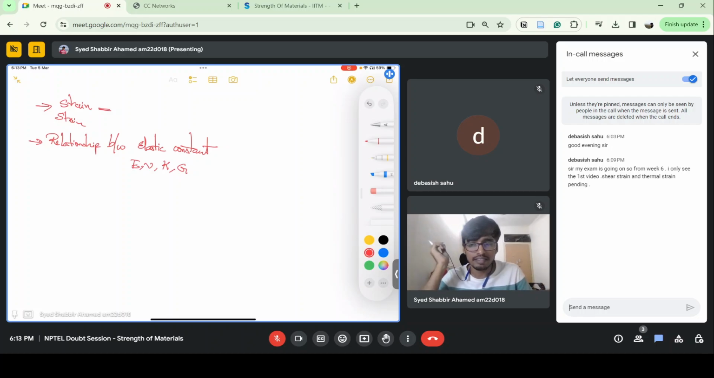So these four elastic constants are there. Young's modulus relates stress and strain, and Poisson's ratio gives you the relationship between lateral strain and longitudinal strain. Bulk modulus is basically volumetric: whenever a load is applied, a three-dimensional body expands or is compressed, and that property is given by the bulk modulus. The shear modulus relates shear strain and shear stress. The third lecture was on thermal stresses and thermal strain. These are the three classes which happened.